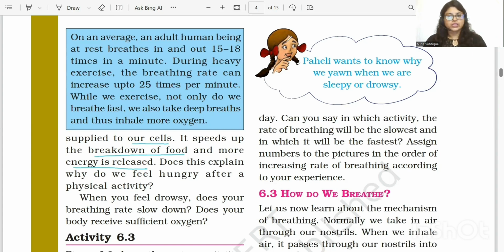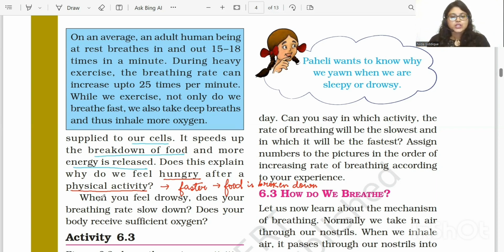Okay, as we have already discussed, जब हम ज़्यादा जल्दी सांस लेते हैं, तो जो हमारा ऑक्सीजन का रिक्वायरमेंट है वो इंक्रीज हो जाता है हमारे बॉडी में और ज्यादा जल्दी फूड break down होता है and there will be more energy that will be released. And this is the reason why we feel hungry after physical activity, because we are breathing faster and the increase in the oxygen supply is going to break down the food faster. Okay, food is broken down and as a result energy is released and now our body requires more fresh supply of energy, that is food.